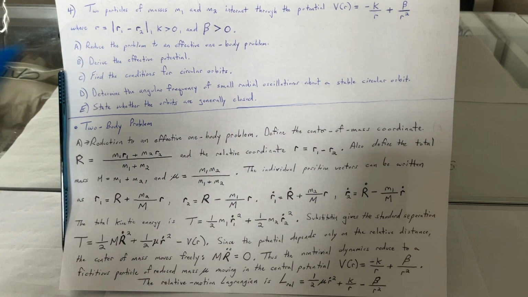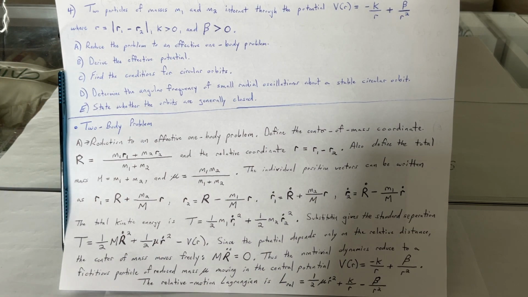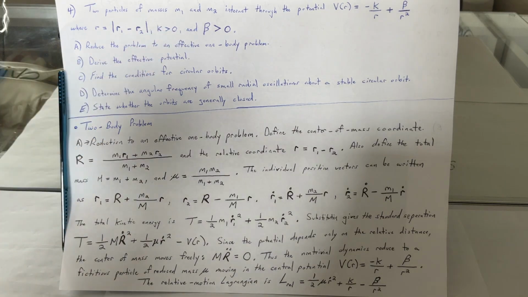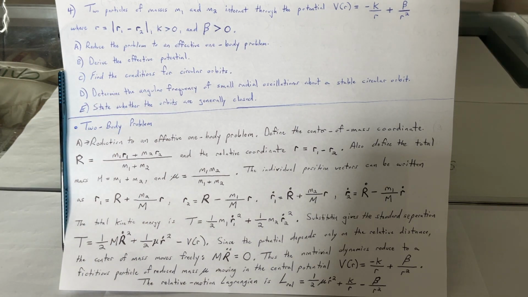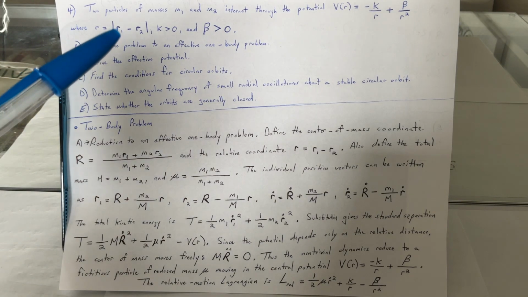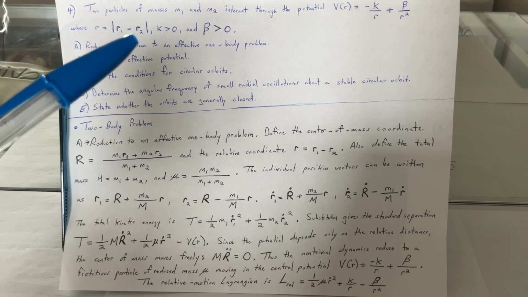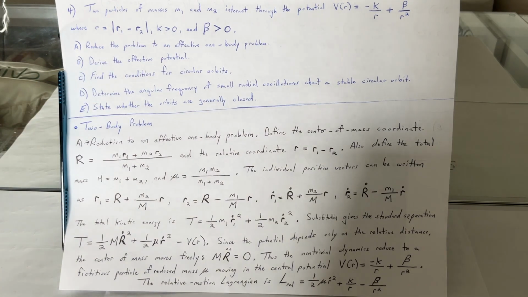So picking up with problem number 4, two particles of masses m1 and m2 interact through the potential V(r) = -k/r + β/r², where r = |r1 - r2|, where k > 0 and β > 0.